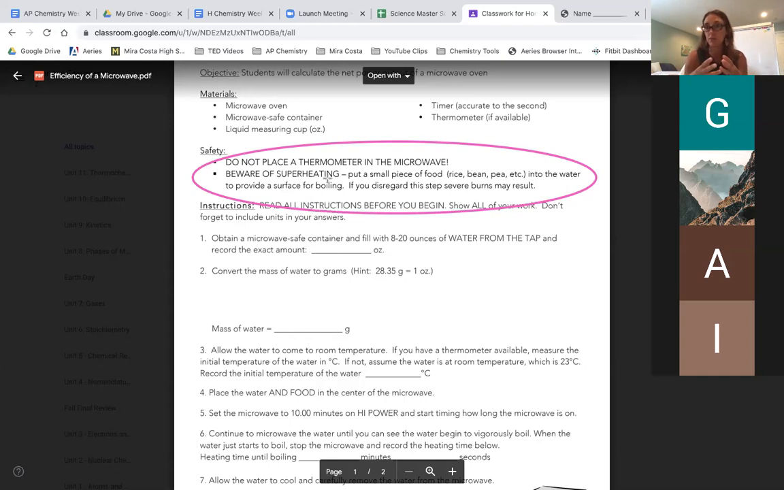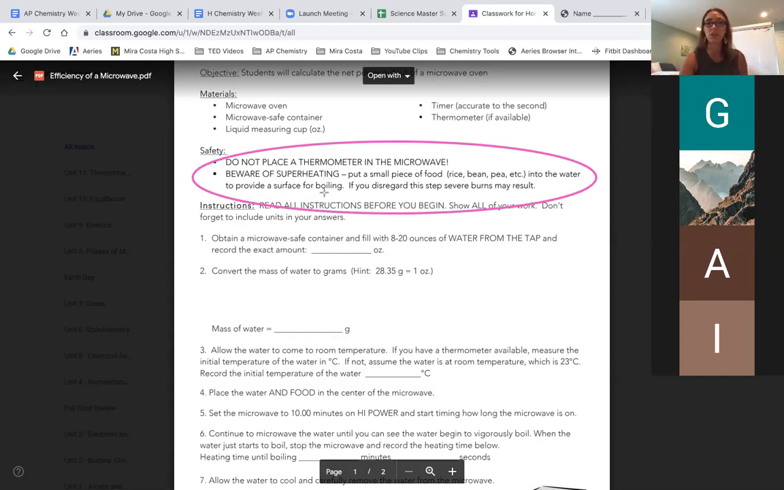to boil from, okay? So find a small piece of food, a pea, a bean, a tiny grain of rice. Just put a small piece of food inside the water before you put it in the microwave so that it doesn't superheat. Because if you disregard that and you're waiting for your water to boil, it may be way past the boiling point, and then you open up the microwave and you could burn yourself, and I don't want that to happen, okay?